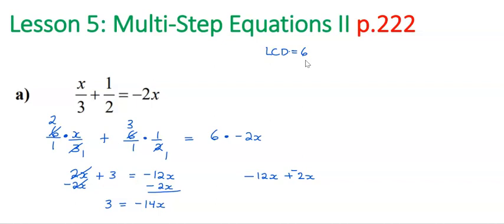At this point, we can isolate the variable. We're going to divide by negative 14 on both sides, canceling there on the right, and so x is equal to 3 over negative 14, or you can pop the sign up in the numerator. You can write it with x on the left as your final answer, whatever you prefer there.